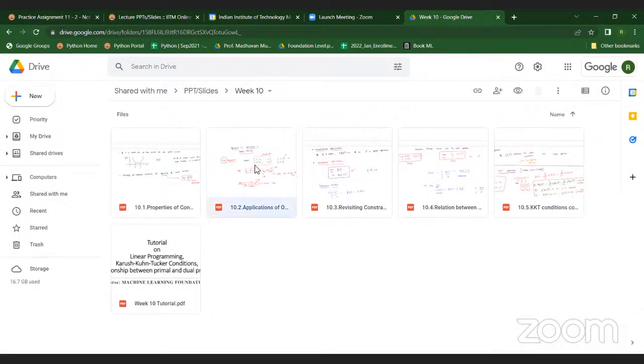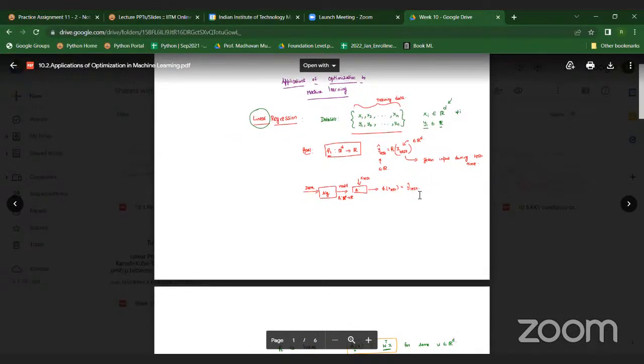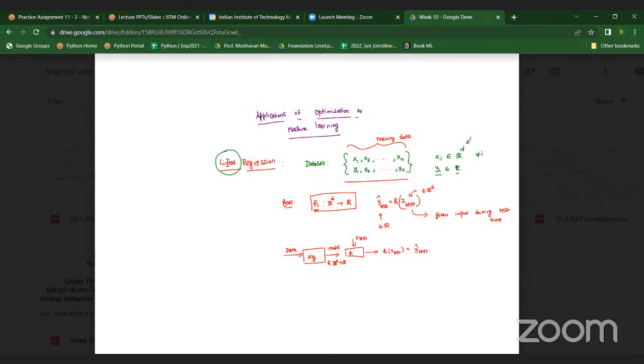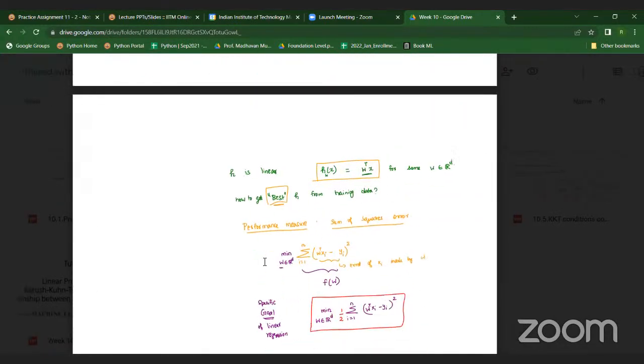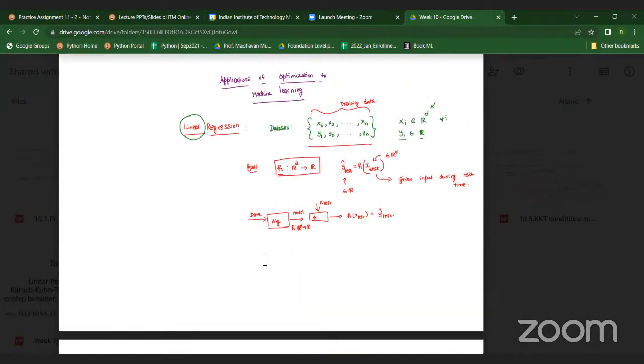Okay. Now coming to this part, we could be using this optimization part to apply for linear regression. For the linear regression model, we assume that the y value depends on these x values, some input values of d dimensions, and it is a linear model.